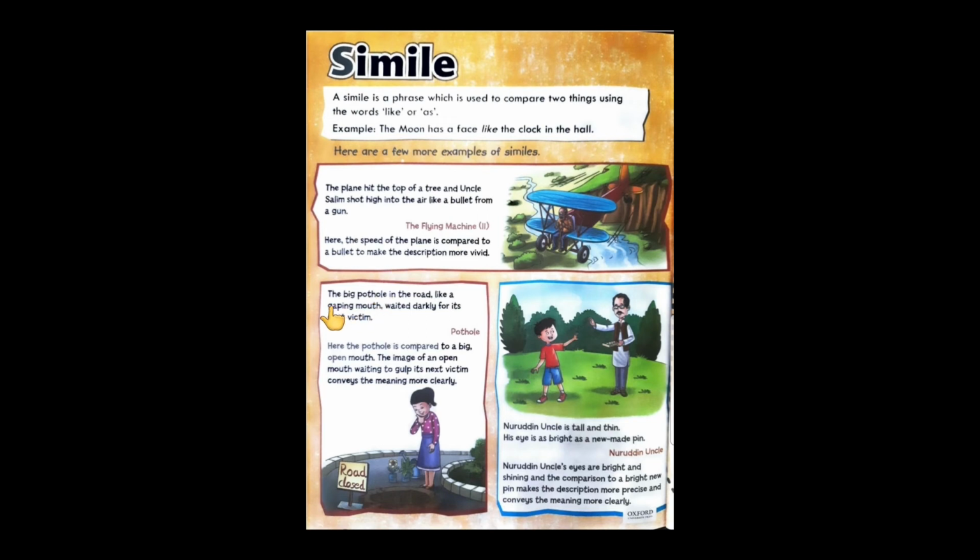Now next is the big pothole in the road like a gaping mouth waited darkly for its next victim, and these lines have been taken from the unit Pothole. Yani they are comparing here, the pothole is compared to a big open mouth.